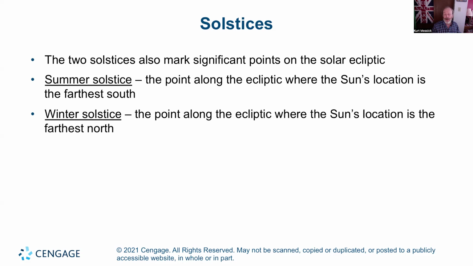Those will be opposite in opposite hemispheres. So when the summer solstice is in Indiana, it's the winter solstice, shortest day of the year, in Australia. When it's the summer solstice in Australia, which is going to be in December, it'll be the winter solstice for us.